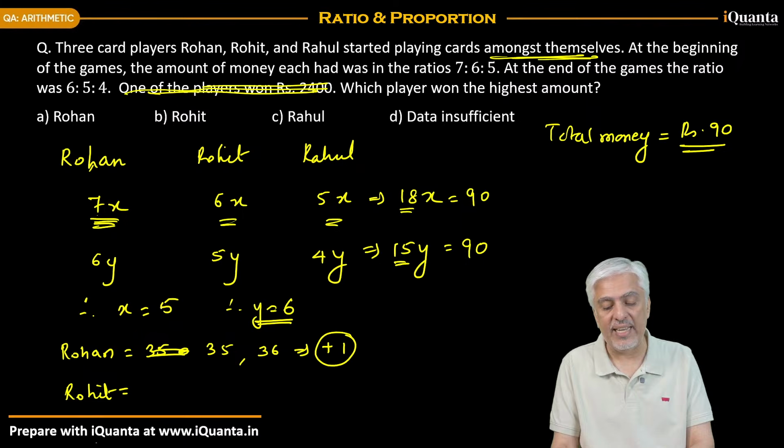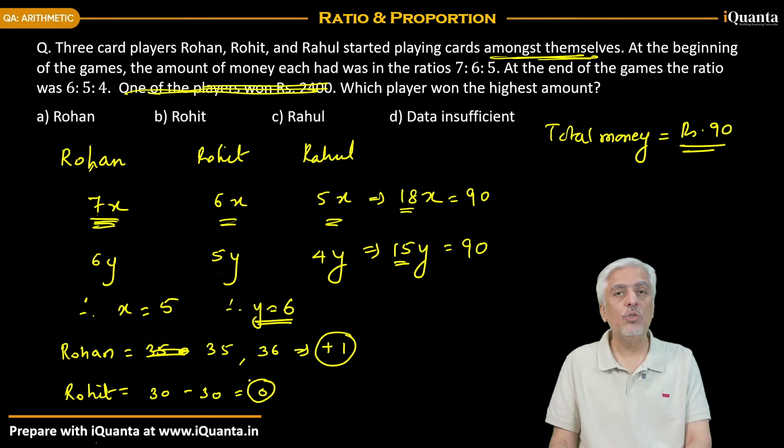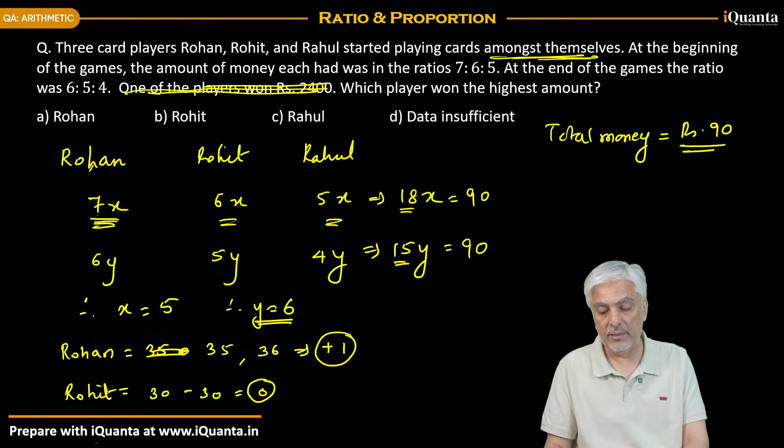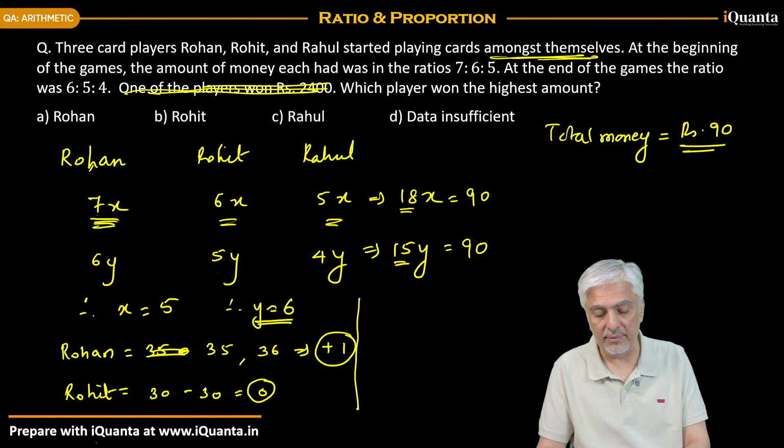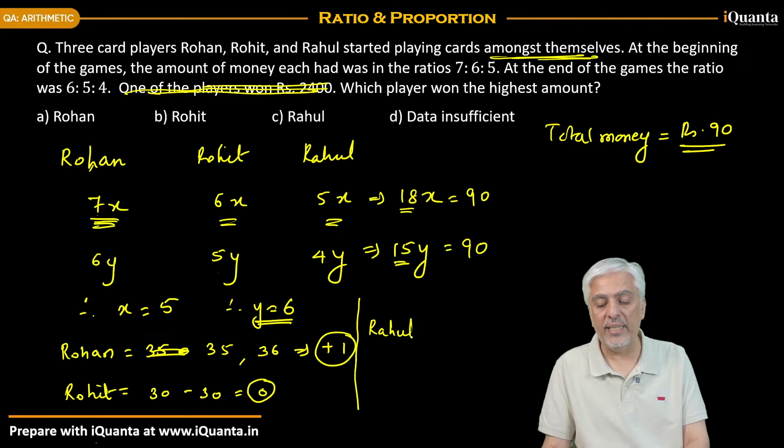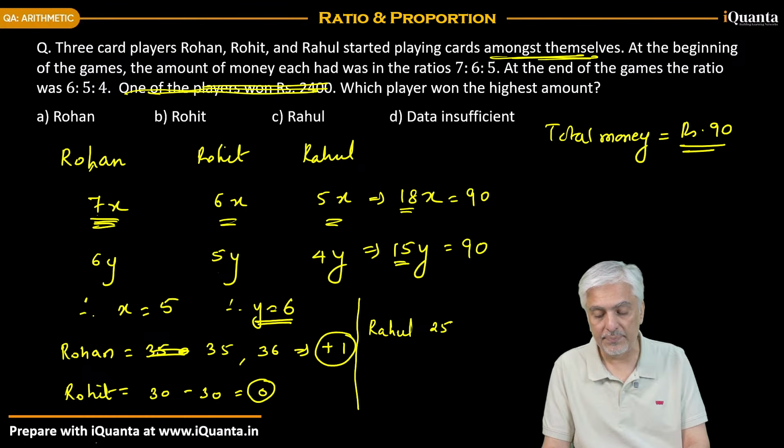What about Rohit? Rohit started with 6x. So 6 5s are 30 rupees. 5y, 5 6s are 30. So for Rohit, it is 0 at the end. No win, no loss. What about the third person? Rahul. What will happen for Rahul? 5x will be 5 5s. He started with 25 rupees and ended with 4 6s are 24. So Rahul is at a loss of 1 rupee.